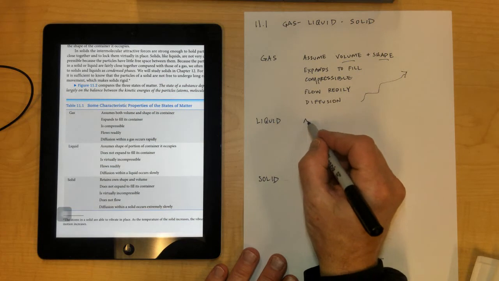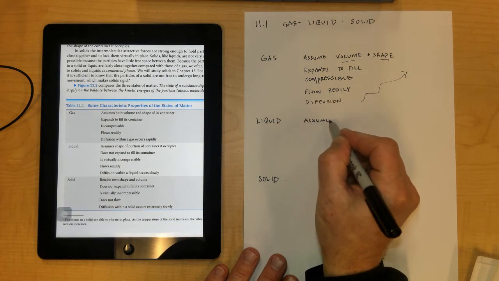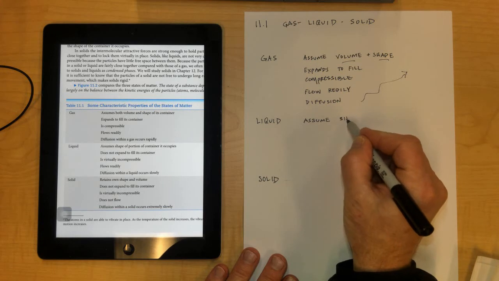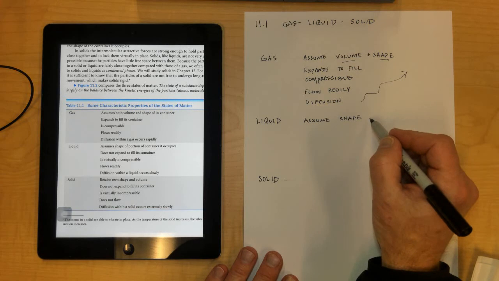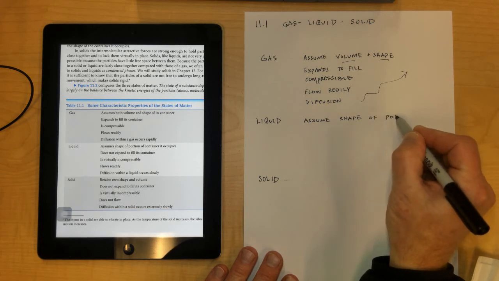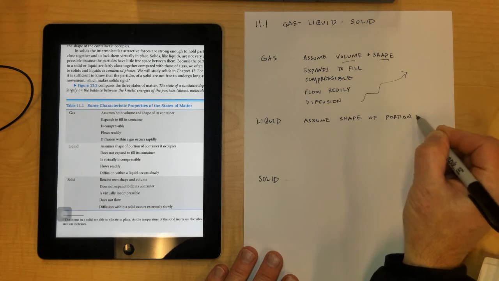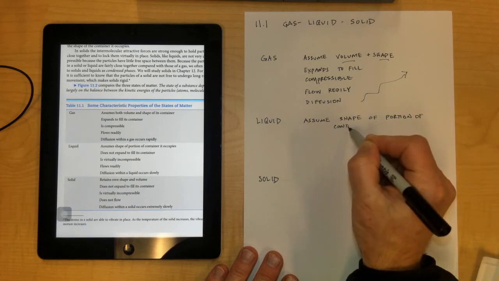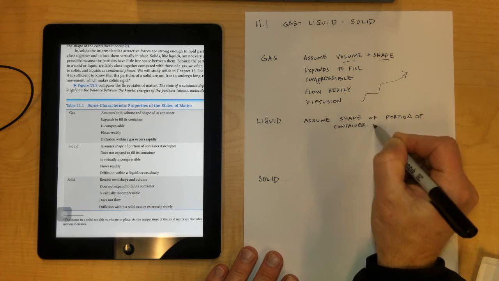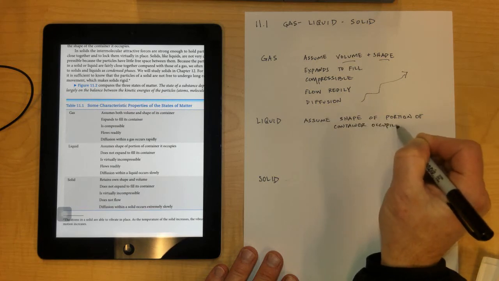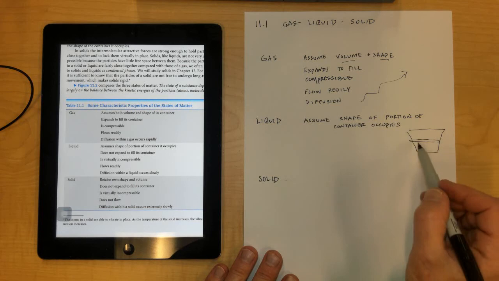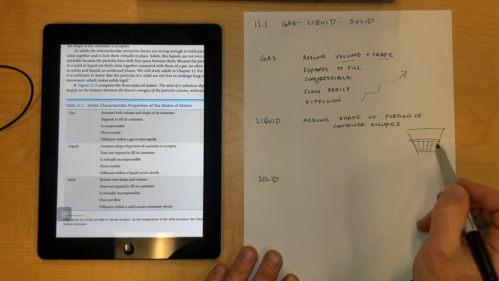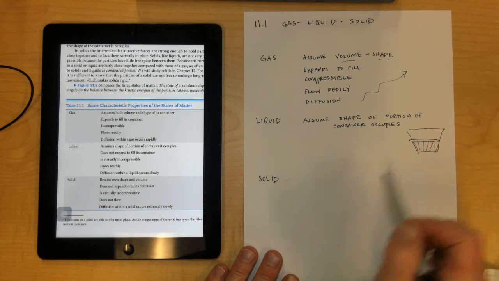Liquids, these assume the shape of the container that it occupies. We'll say of the portion of the container that it occupies. So you could have a container shaped like this, and if it was only filled to here, well, it would take on this shape of the container right down here. It wouldn't take on the shape of this top part of the container.